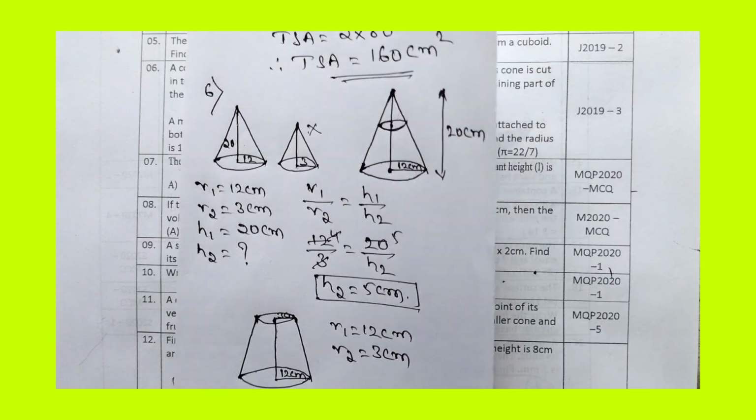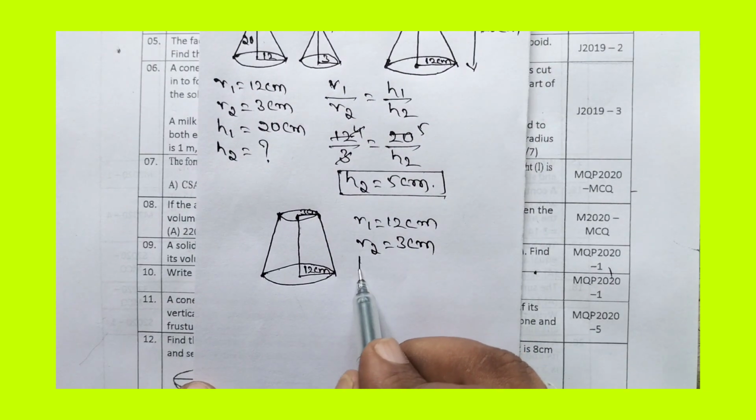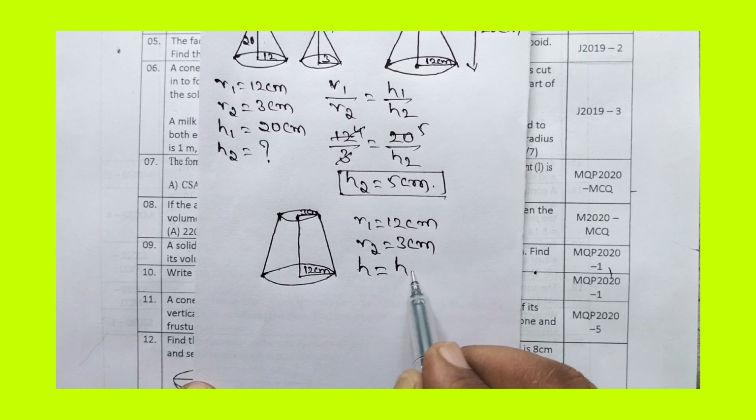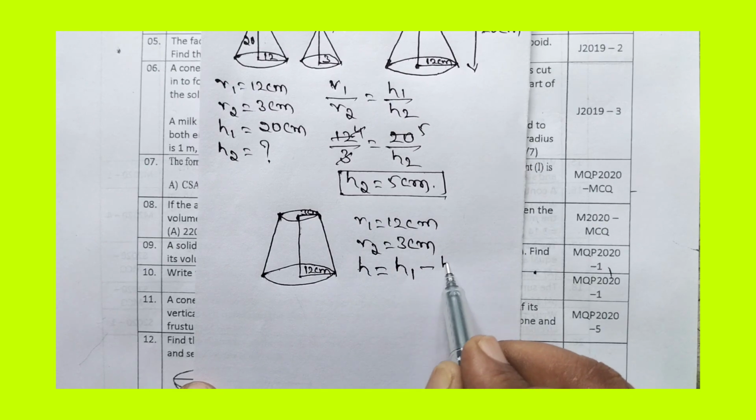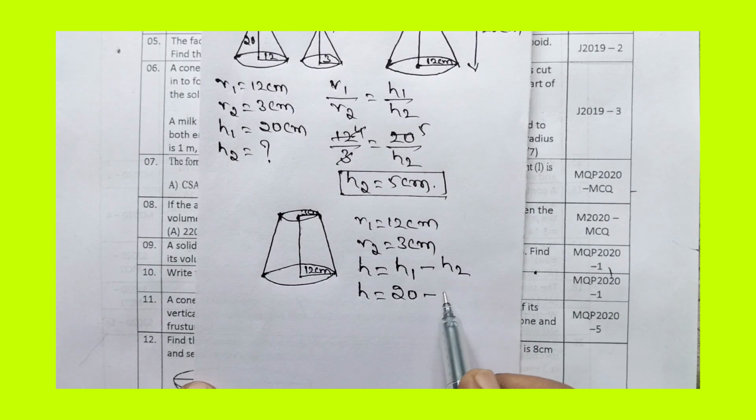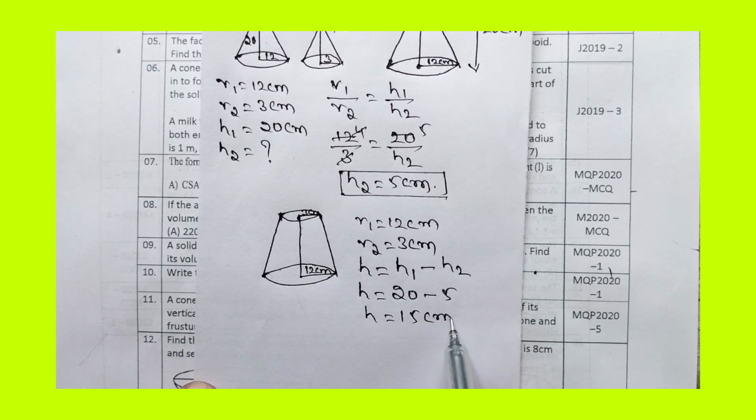That will become the height of the frustum of a cone. So h, the height of the frustum of a cone, is equal to the height of the bigger cone minus the height of the smaller cone. So h1 is 20, h2 is 5, so h is equal to 15 centimeter.